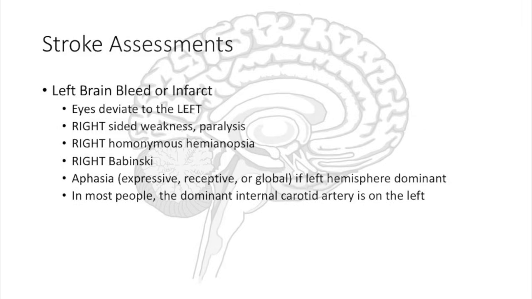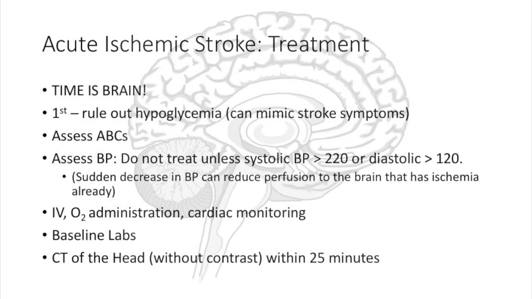So for your acute ischemic strokes, the treatment is decreasing your time to treatment. First you have to rule out hypoglycemia. This can certainly mimic stroke symptoms. So that is one of the first things you want to do when you assess a patient who has stroke-like symptoms, and then you want to assess your ABCs, your airway, your breathing, and circulation.